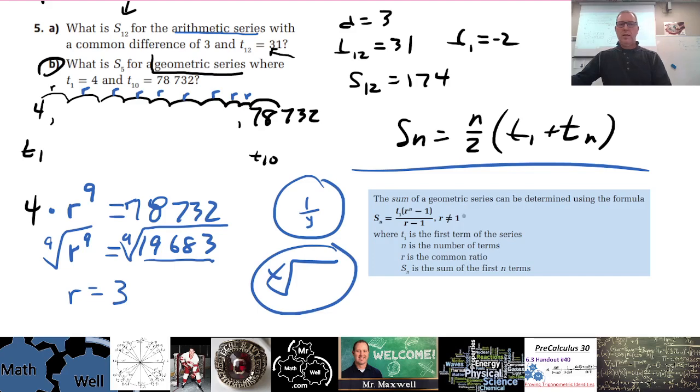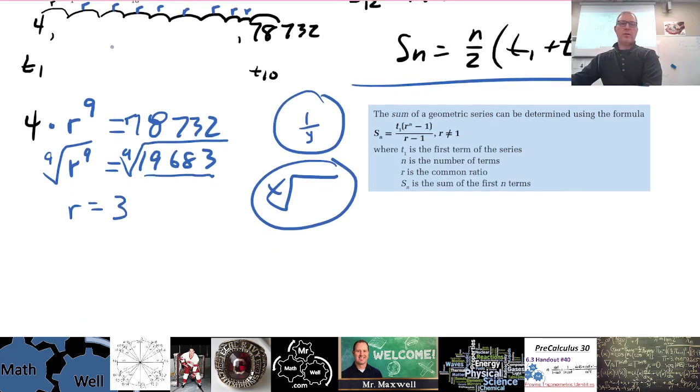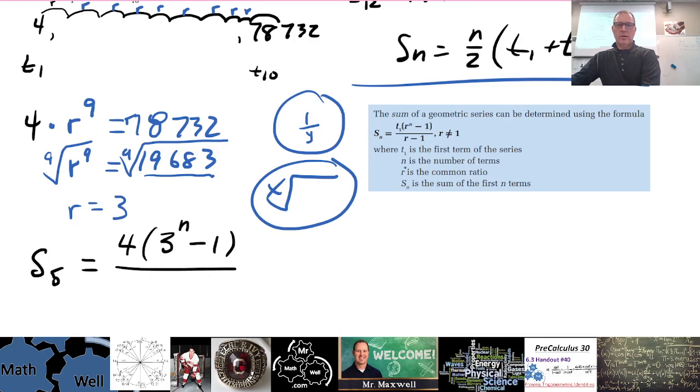Okay. So now we can go ahead and fill all our values in here. The sum of the first 5 is going to be the first term, which is 4, times r, which is 3, to the power of n, which is 5, minus 1, all over r, which is 3 minus 1. Oops, that's supposed to be 5. Then you can just evaluate that on your calculator. I'll finish that here, but that should be your sum.